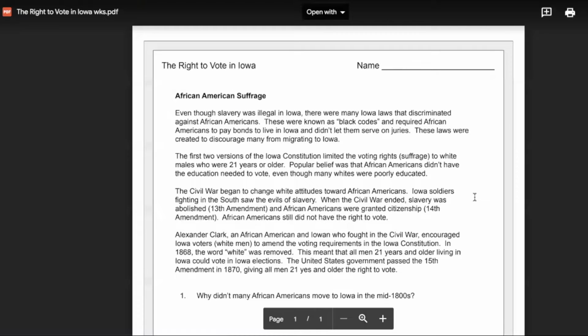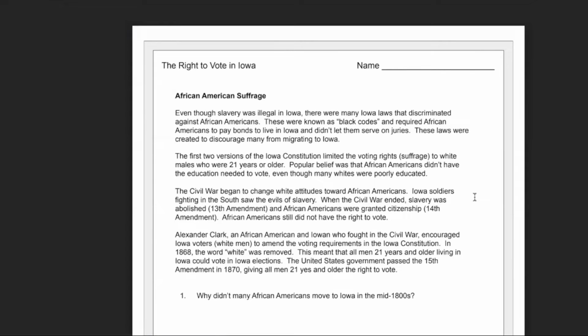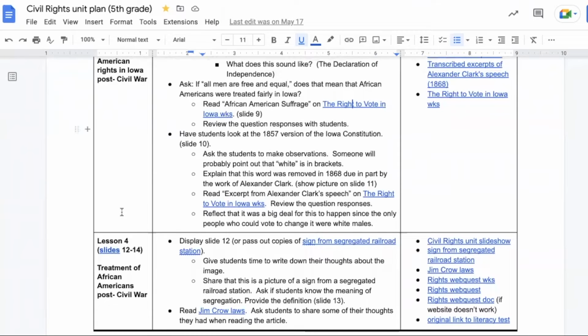Have students read about African American suffrage in the Right to Vote in Iowa worksheet to find the answer. Students get to learn about Alexander Clark and take a look at his speech, as well as what he did to try and help improve the treatment of African American citizens in Iowa.